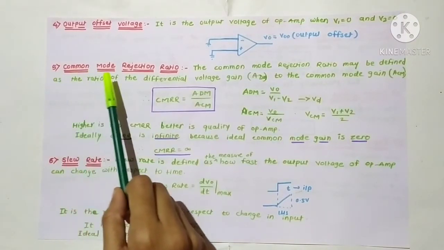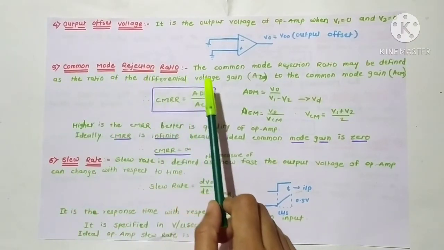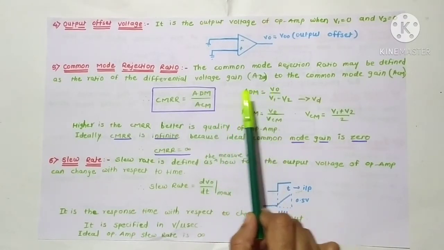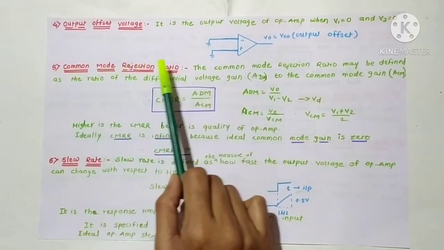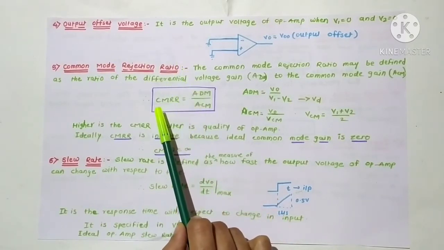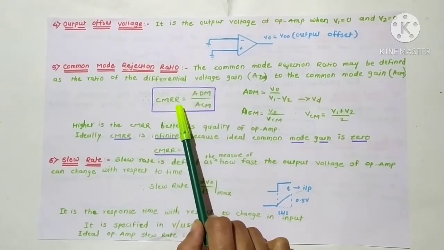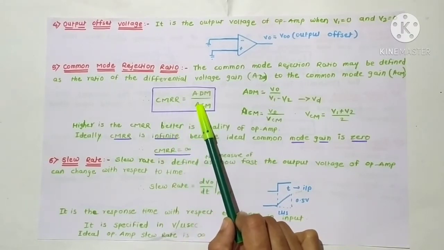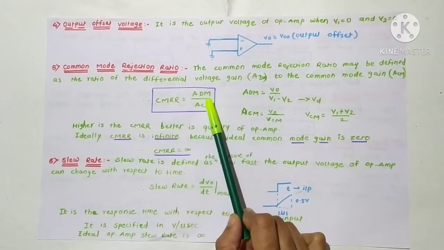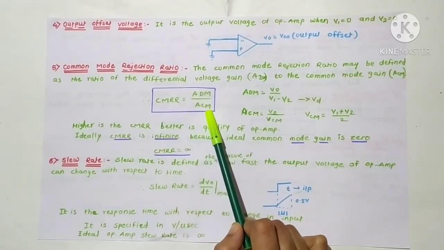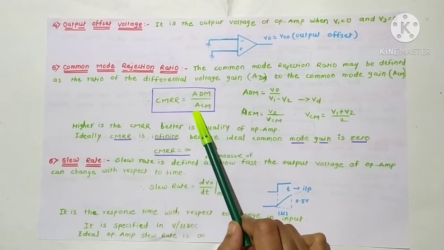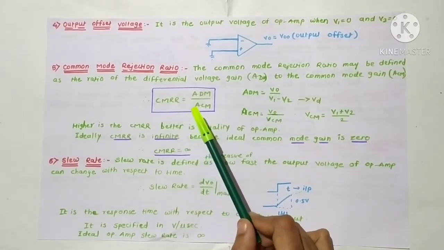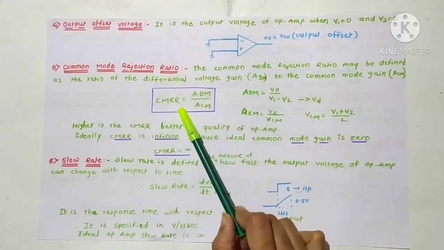Next, common mode rejection ratio. Students, all of you know that in the differential amplifier we have discussed in detail this common mode rejection ratio. In short, we call it CMRR. What is meant by CMRR? CMRR is nothing but the ratio of differential mode gain to the common mode gain. And tell me, what is the value of this CMRR? Yes, it is infinite. Ideally, CMRR is infinite.